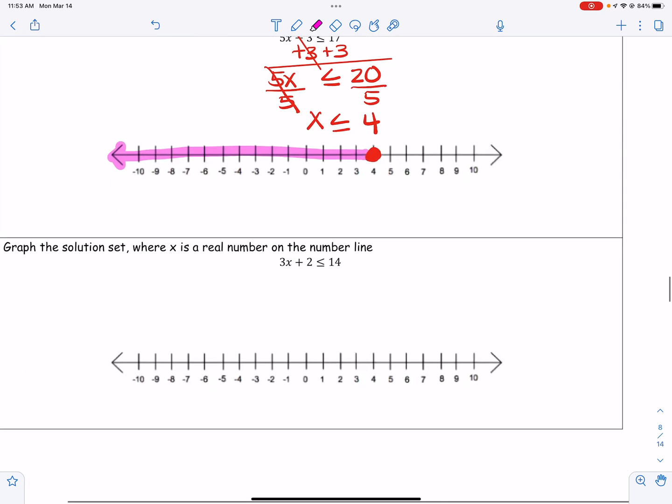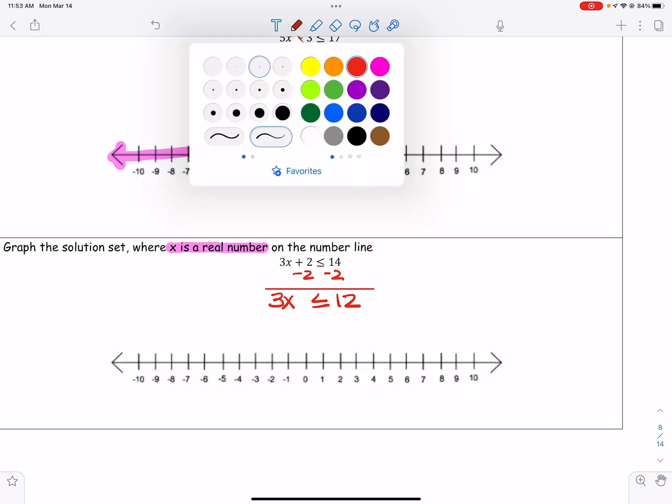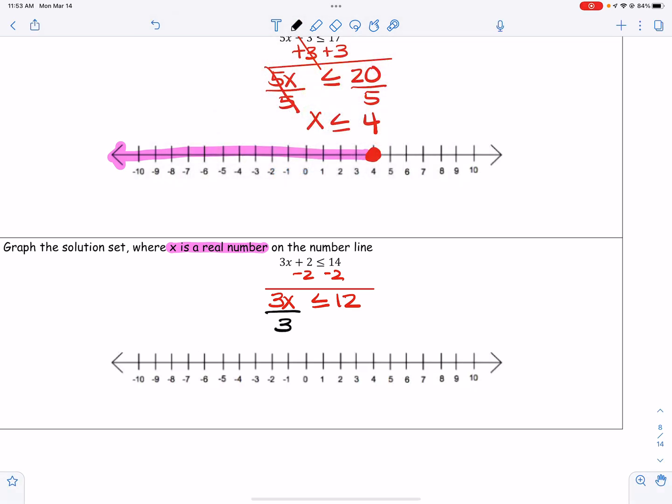Okay? X is a real number. I am going to subtract 2. So I get 3x is less than or equal to 12. And then I'm going to divide by 3. And so x is less than or equal to 4, which is what I just graphed. So we have closed circle on 4, and then we shade to the left.